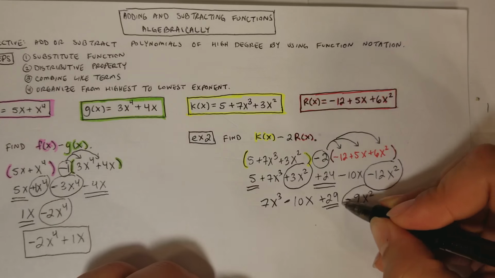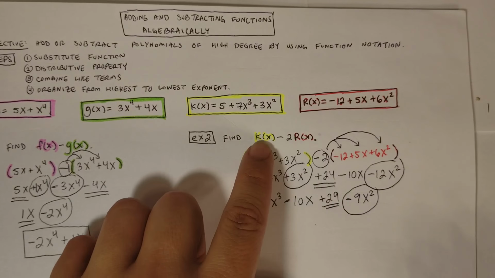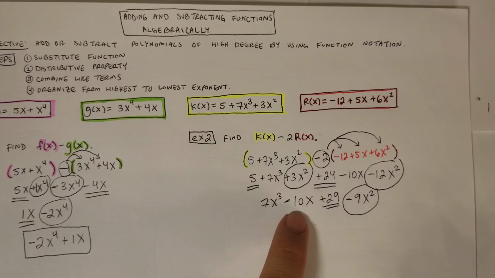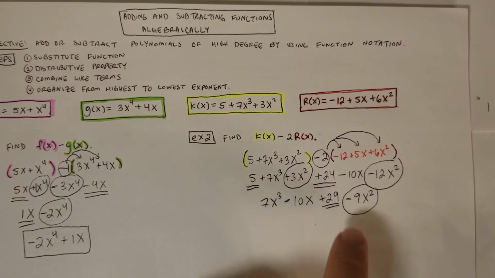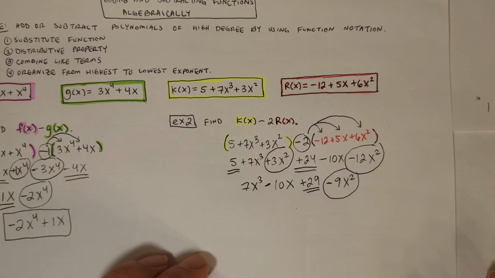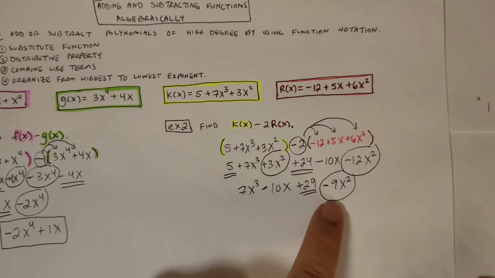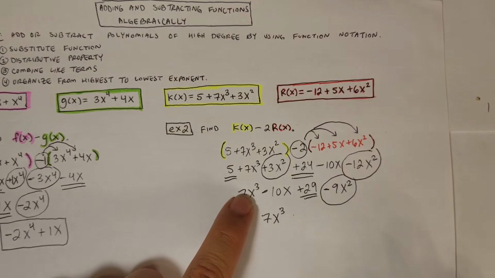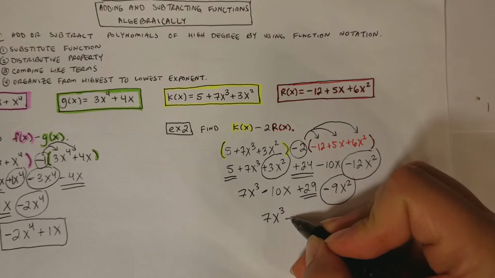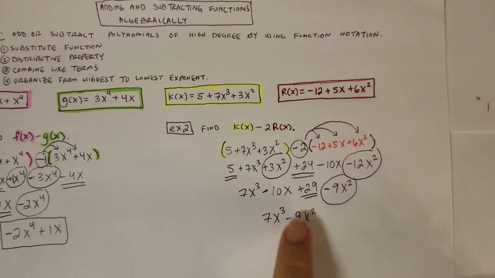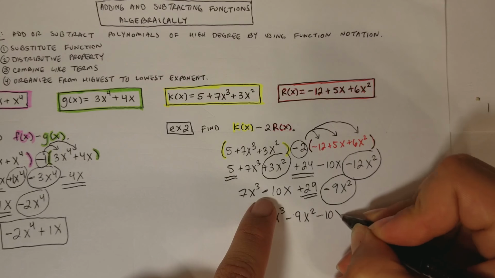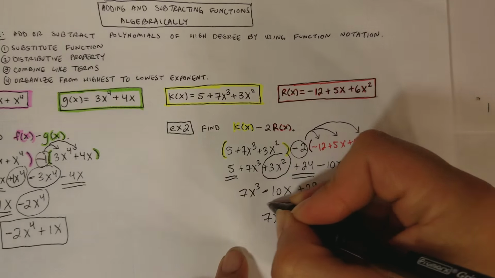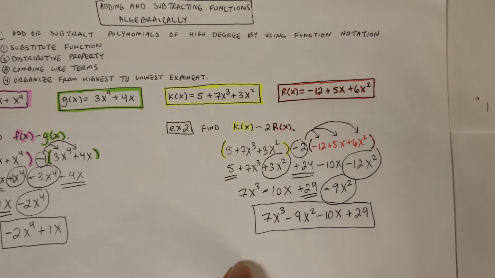Okay, we're basically done. So k of x minus 2 times r of x is equal to this polynomial, 7x cubed minus 10x plus 29 minus 9x squared. However, mathematically it is considered not simplified, so we've got to put it from highest power to lowest power. So my final answer, I want to write it as 7x to the 3 because that's the highest power, followed by this one, so minus 9x squared, followed by this one, which is negative 10x, and then followed by the number without any variable. So my final answer would be this polynomial.